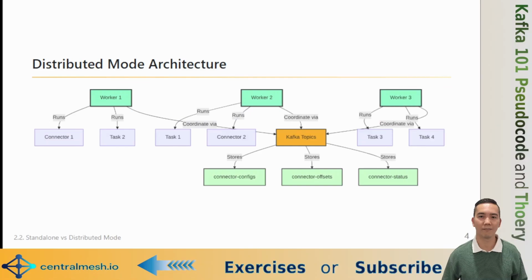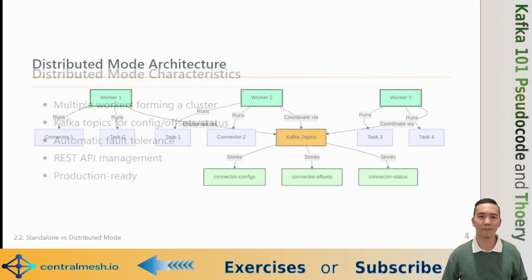Now in distributed mode, things look very different. Instead of a single worker, you have multiple workers forming a cluster. Each worker can run parts of connectors and their tasks. The workload is split across the cluster. What makes this powerful is that coordination doesn't happen through local files. Instead, workers coordinate through Kafka itself using internal topics.